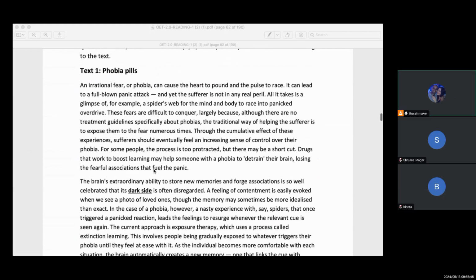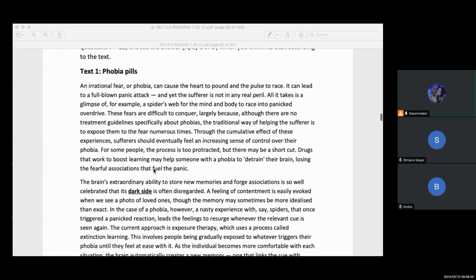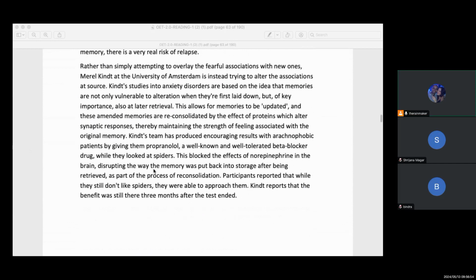So first of all, the first task is to count the number of paragraphs: 1, 2, 3, 4, 5, 6. There are 8 questions but 6 paragraphs. That means every paragraph usually has one question, so 6 paragraphs will have 6 questions. That means 1 or 2 will have double questions, or maybe 3 for one, but it's very rare that they ask 3, almost impossible. So they will ask double questions in two places and it will become 8.